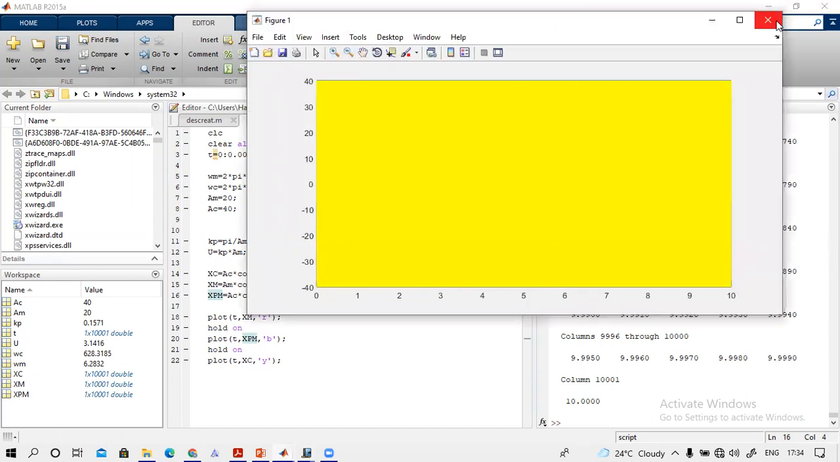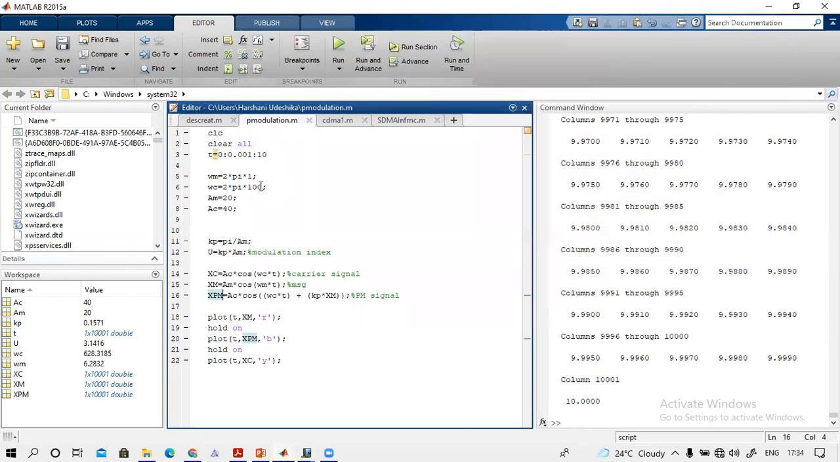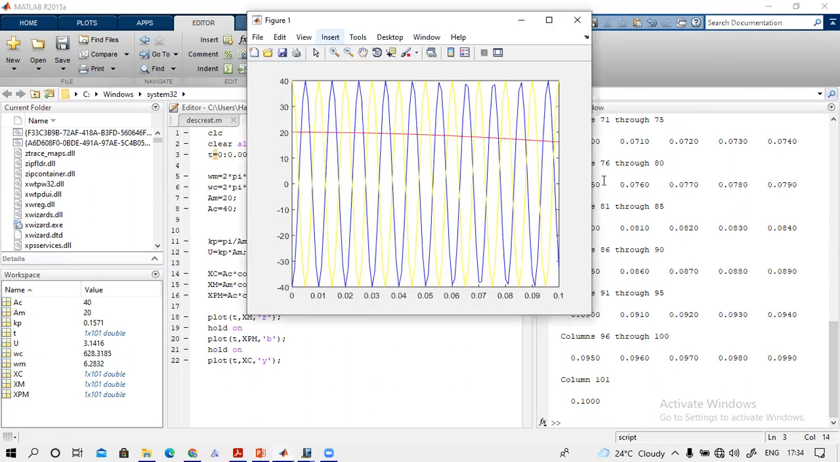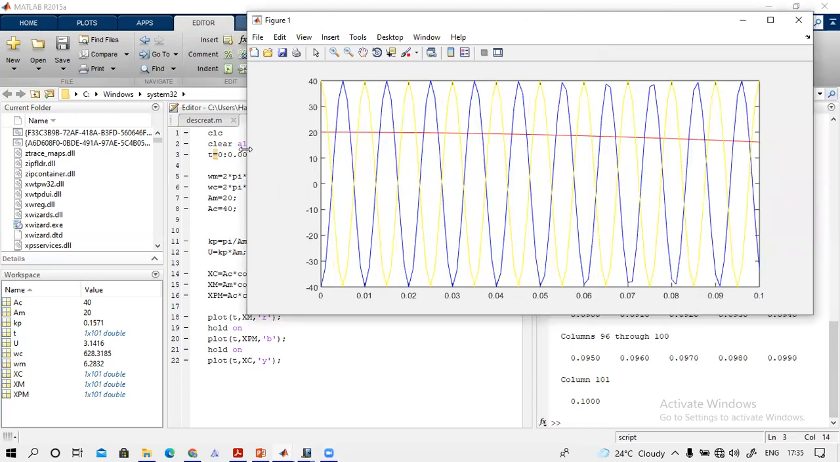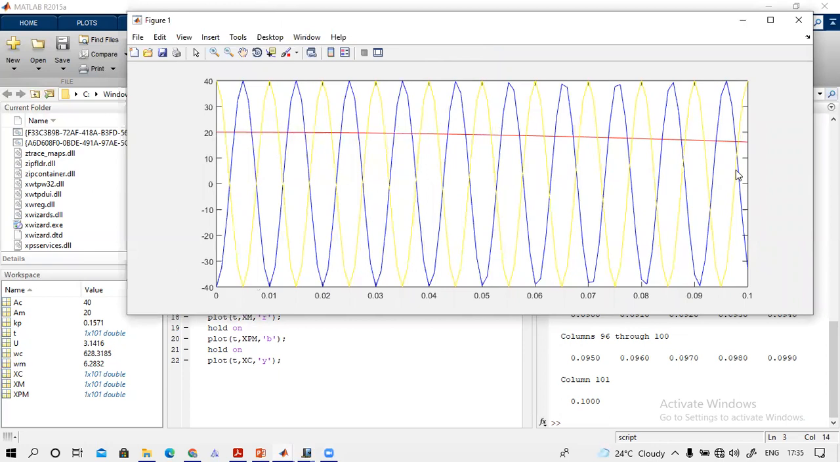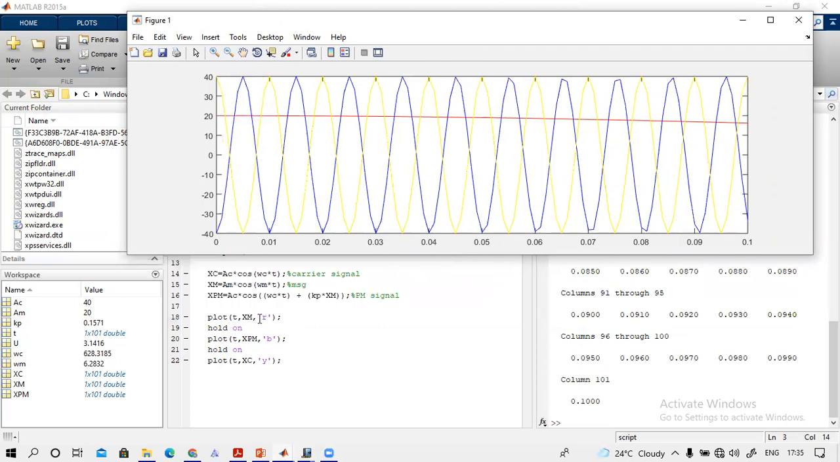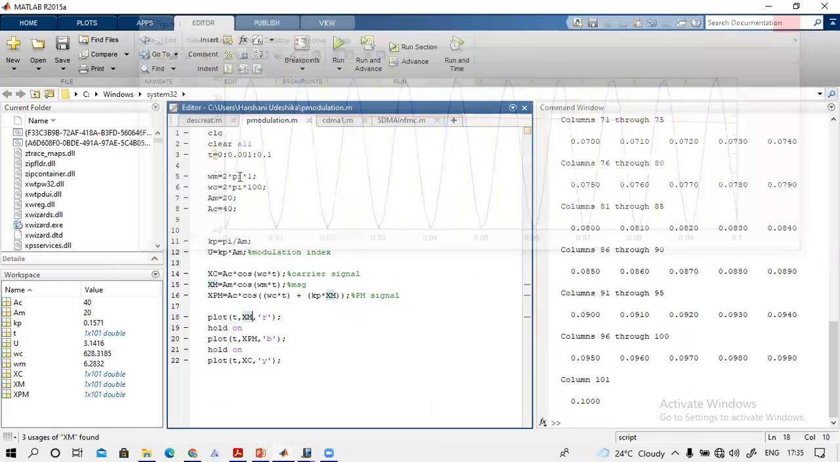So what is the issue here? This is a very high frequency, you know, 100. So we have to put a very low value here. We can put it, but then we can't see the modulating signal because it is very slowly varying. This is our carrier signal. These are the modulated signal, but we can't see the red one, which is the modulating signal, that is, the information signal. The information signal frequency is very small. So this is the modulating frequency, and we can't see it very well. So let me choose another value.